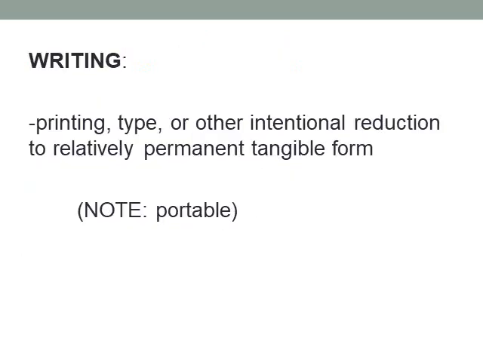So a writing, we have to have a writing. The UCC has a very liberal definition of a writing. It could be a printing, could be typewritten, or other intentional reduction to a relatively permanent, tangible form. That's what it has to be, in some sort of relatively permanent, tangible form. The one thing the UCC does not say in the definition, but it's kind of implied, is that it has to be freely transferable.